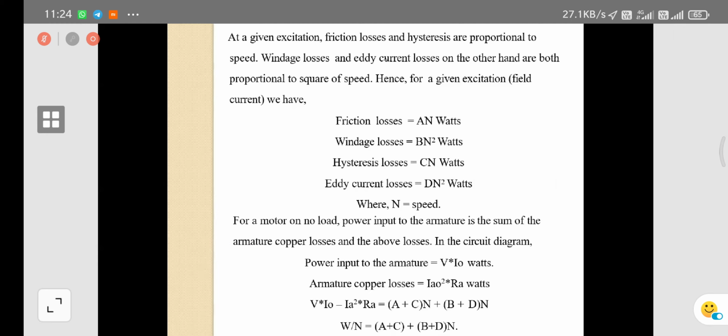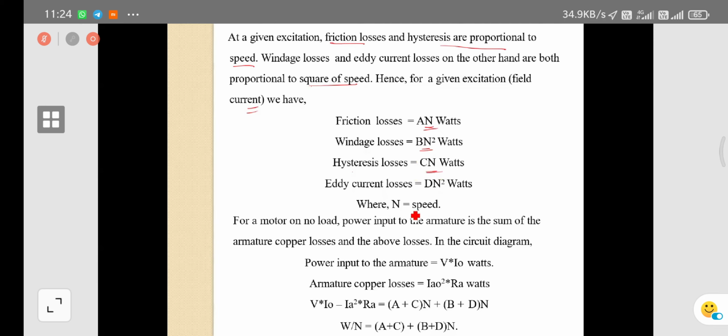At a given excitation, the friction losses and the hysteresis losses are proportional to the speed. The windage losses and eddy current losses, on the other hand, are both proportional to the square of the speed. So for a given excitation, that is a given field current, we have friction losses An, windage losses Bn square, hysteresis losses Cn and eddy current losses Dn square.